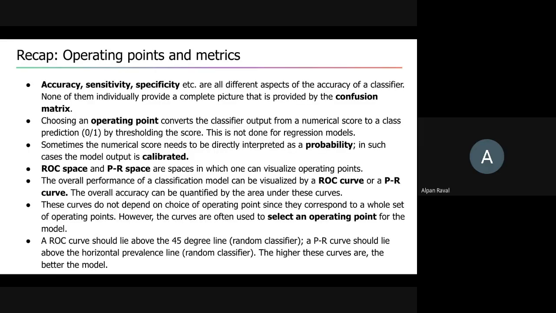So just to recap, these ROC curves are only for binary classifiers. That's right. Absolutely. Even for a multi-class classifier, it gets very complicated. Because when you have multi-class classification, you don't have a single sensitivity or a single specificity. For each class, you have a different sensitivity and specificity.